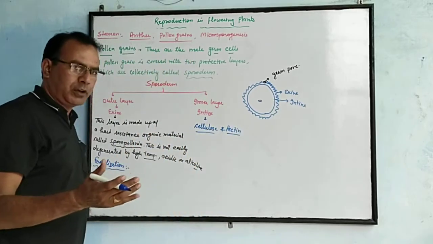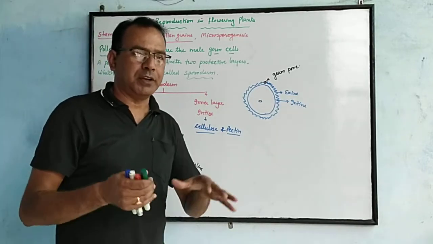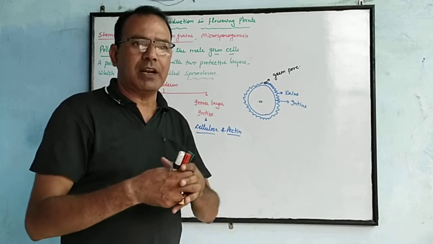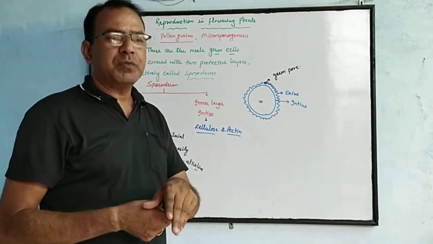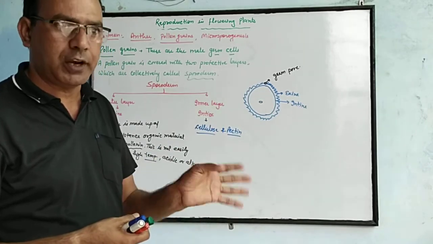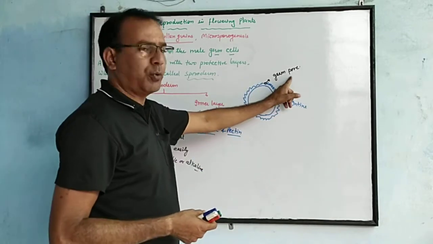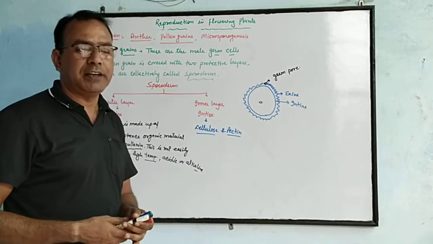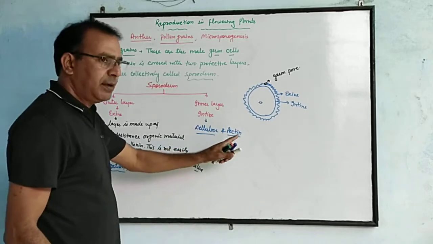Clear? What is a pollen grain? A pollen grain is the male germ cell. How is a pollen grain designed? It is covered with two protective layers, collectively called sporoderm. The sporoderm contains two layers: outer exine and inner intine. Exine is made up of a hard substance, sporopollenin, which helps in fossilization, but it is not present on one side where the germ pore is present. From the germ pore the pollen grains germinate. The inner layer, called intine, is made up of cellulose and pectin.